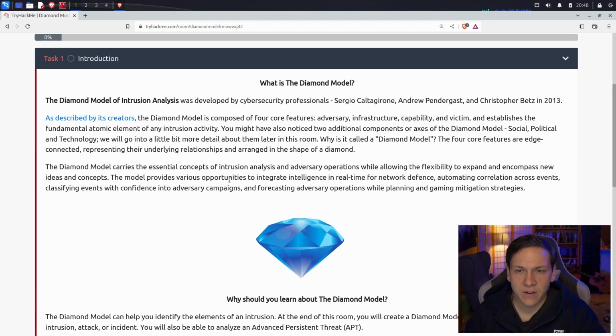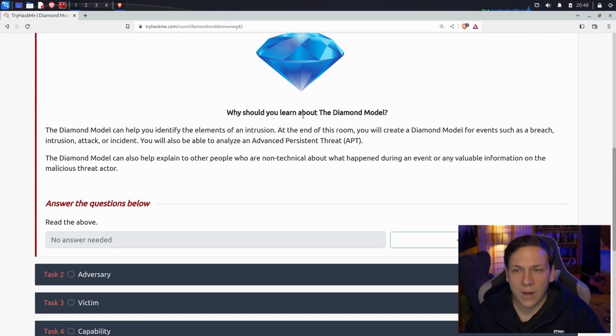The model provides various opportunities to integrate intelligence in real time for network defense, automating correlation across events, classifying events with confidence into adversary campaigns, and forecasting adversary operations while planning and gaming mitigation strategies. Why should you learn about the Diamond Model? The Diamond Model can help you identify the elements of an intrusion. At the end of this room, you will create a Diamond Model for events such as a breach, intrusion, attack, or incident. You'll also be able to analyze an advanced persistent threat, or APT.